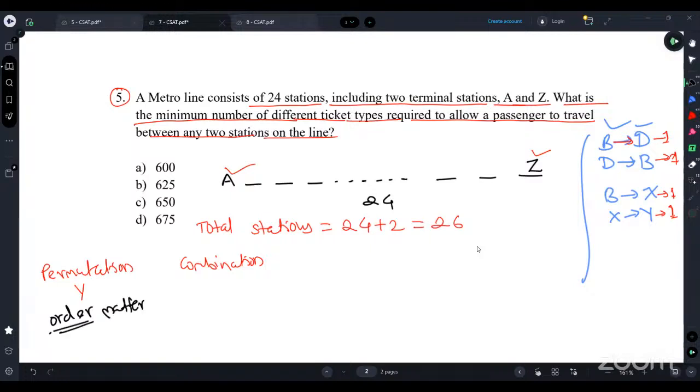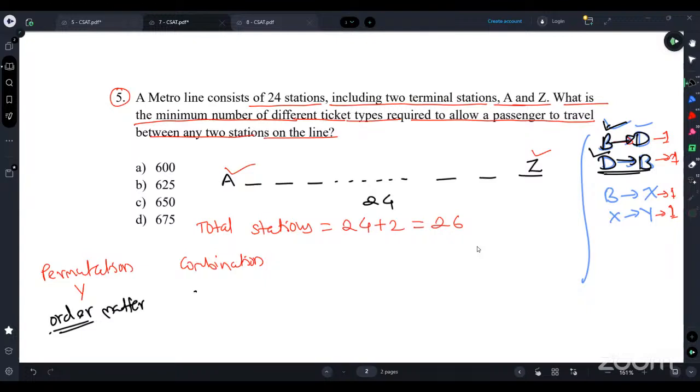Permutation, order matters. Now you tell me, guys, if I ask you the ticket from B to D, and if I ask you a ticket from D to B, will it be the same or will it be different? Though there are only two stations B and D, the ticket from B to D and the ticket from D to B are different. So in this case, order, where you are writing B and where you are writing D, is actually a concern, right? These are two different tickets, even though they have the same letters, the same stations. So in this case, order matters, so we will have to use permutation.